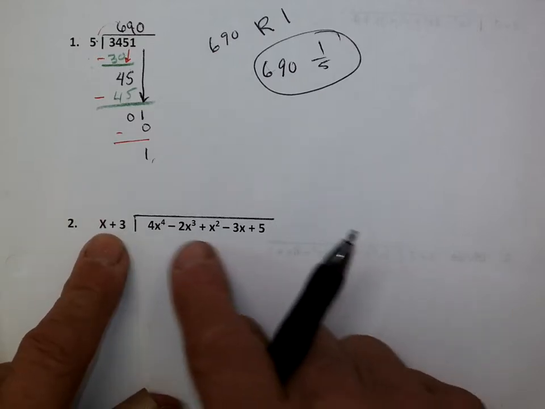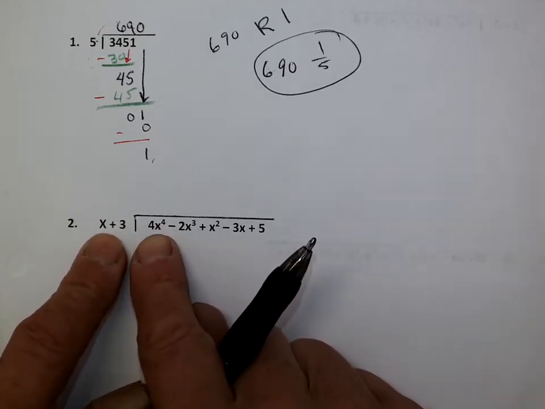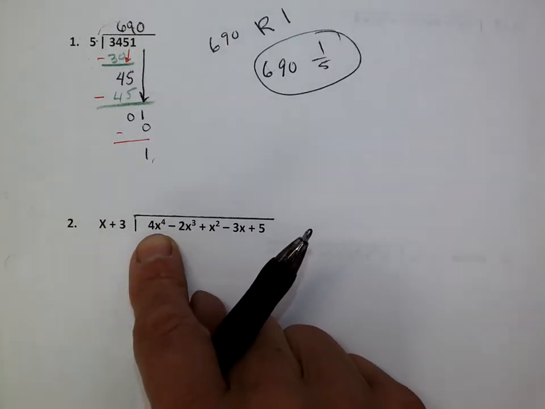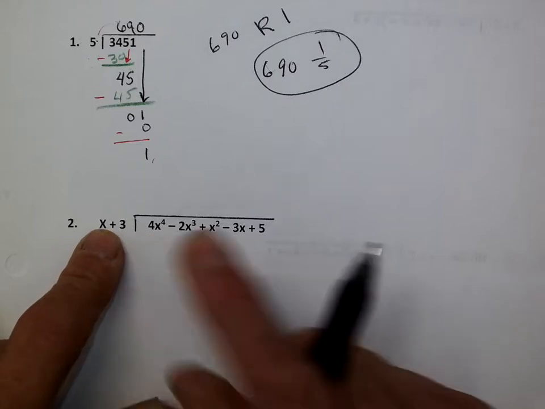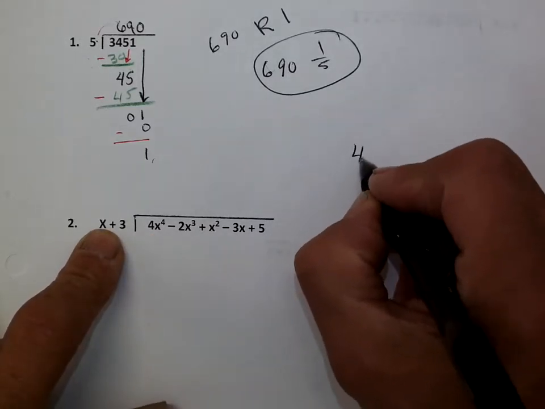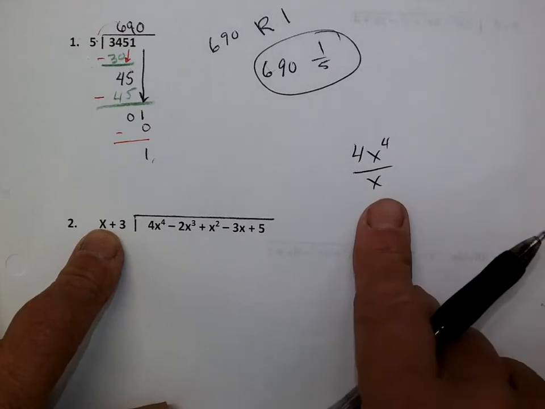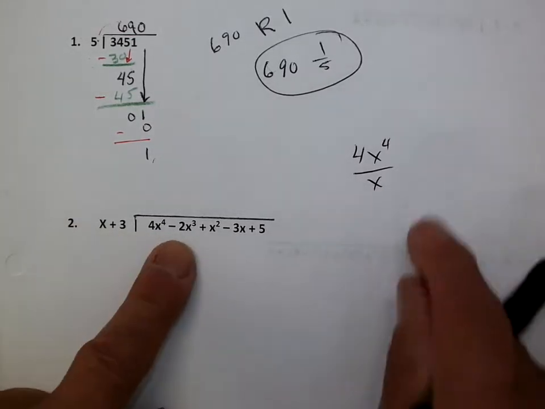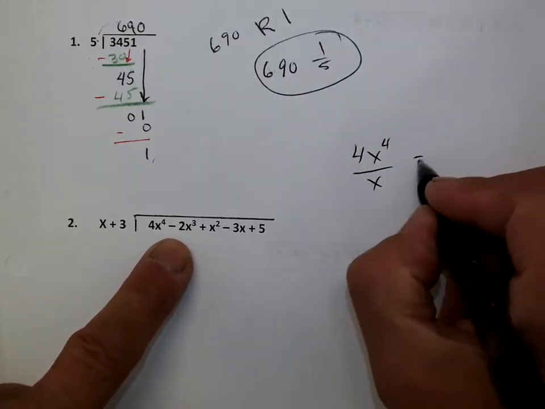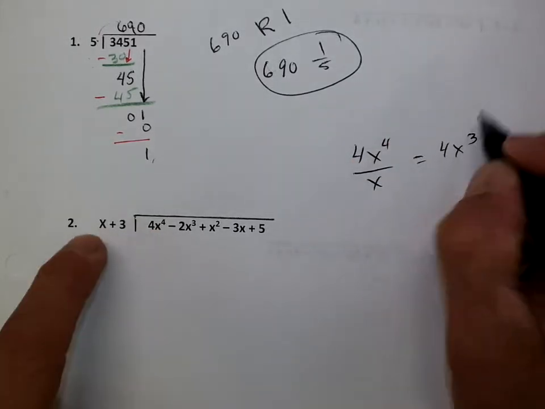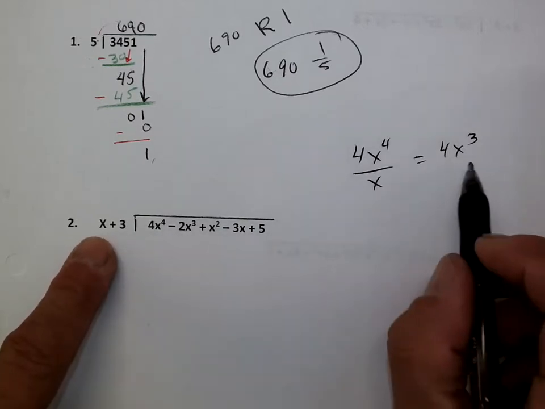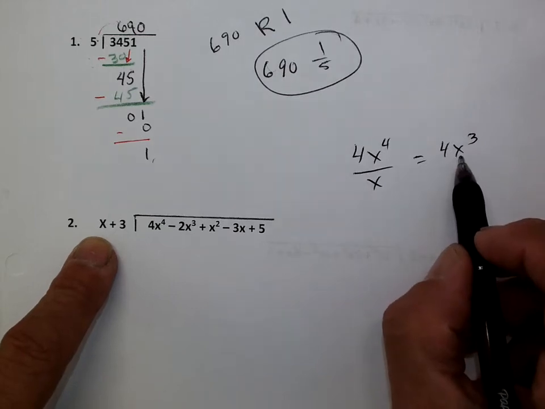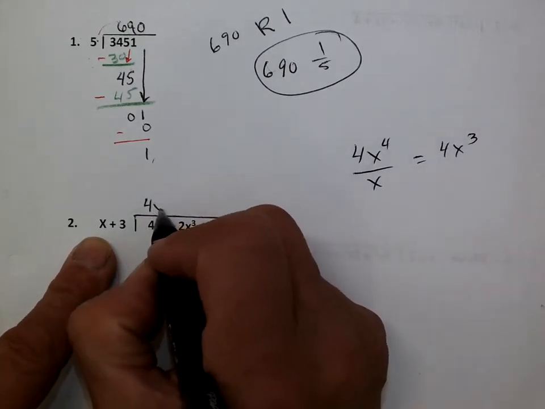Here's what I mean. How many times does x go into 4x to the 4th? Well, if you can't do it in your head, we'll do a little bit of mini division on the side. So we're looking for really 4x to the 4th divided by x, right? If I do a little bit of division on the side, it's really going to be 4x to the 3rd, 4x cubed. Okay, you guys agree with that? So I'm going to put a 4x to the 3rd here.